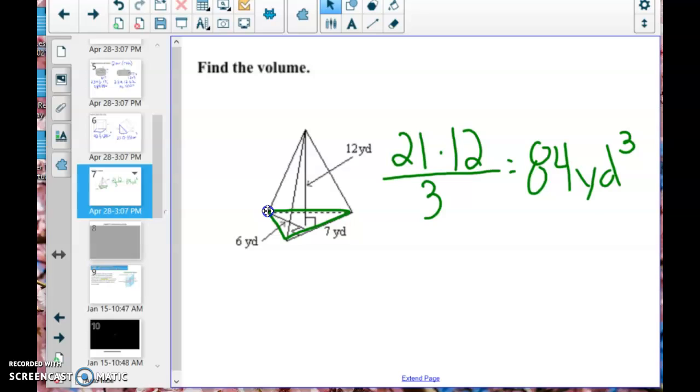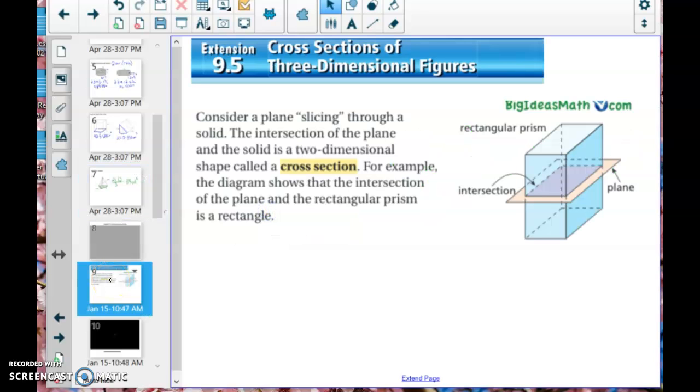All right, so next up is the 9.5 extension. And we were talking about cross sections of three-dimensional figures. So consider a plane slicing through a solid. The intersection of the plane and the solid is a two-dimensional shape called a cross section. For example, the diagram shows that the intersection of the plane and the rectangular prism is a rectangle.